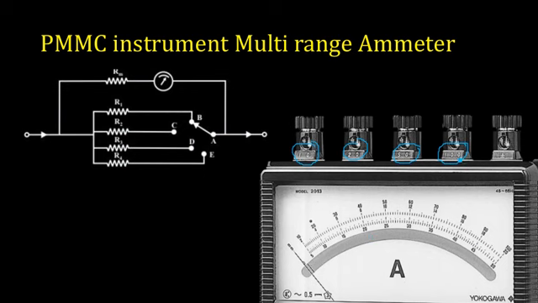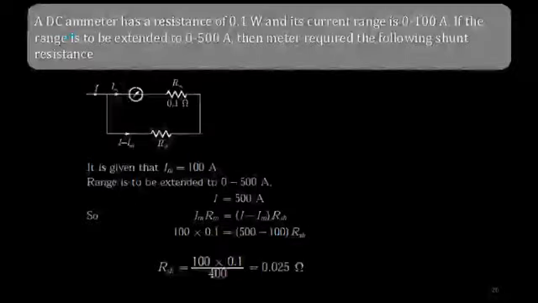So once you are trying to measure 100 amperes, what happens? The shunt that will be used will be the smallest one. So R100, the shunt for measuring 100 ampere, will be the smallest when compared to the shunt for 50 and the shunt for 10. We'll take up this particular example.